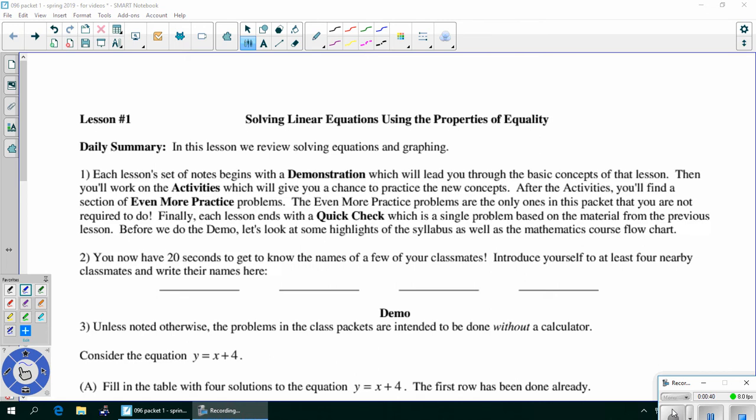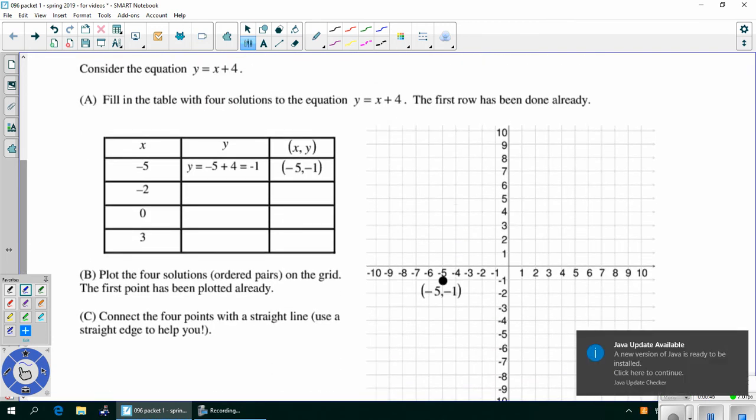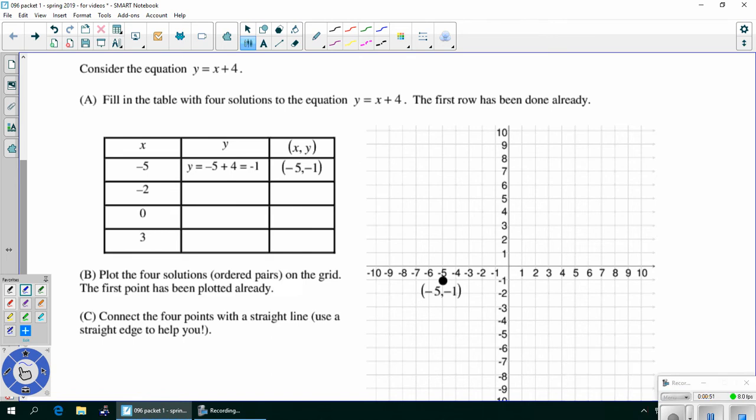Consider the equation y equals x plus 4. Fill in the table with 4 solutions to the equation y equals x plus 4. The first row has been done already, so let's take a look at that first row. I have somewhat arbitrarily chosen x equals -5. We plug x equals -5 into the equation, so that's y equals -5 plus 4, and that's equal to -1. And then we write that as a nice ordered pair, (-5, -1).